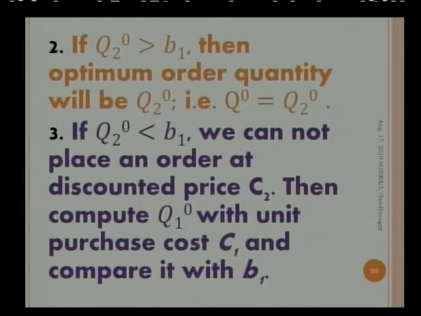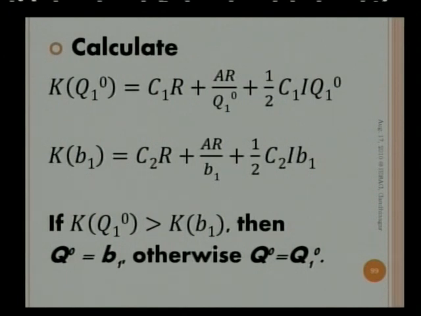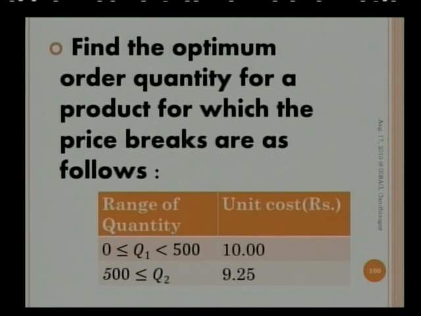Then this optimal Q1 must be compared with the value of B1. We find the total cost for B1 as well as the total cost of Q1O, and whichever is smaller, we go for that. That means if the cost of Q1O is smaller than the cost of B1, then we go for ordering Q1.